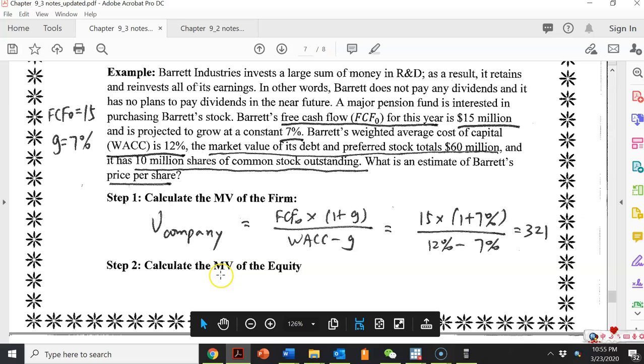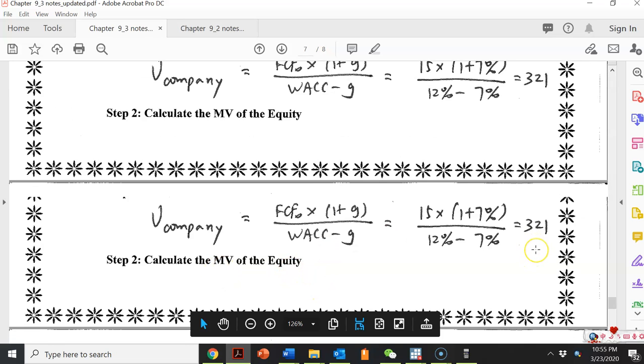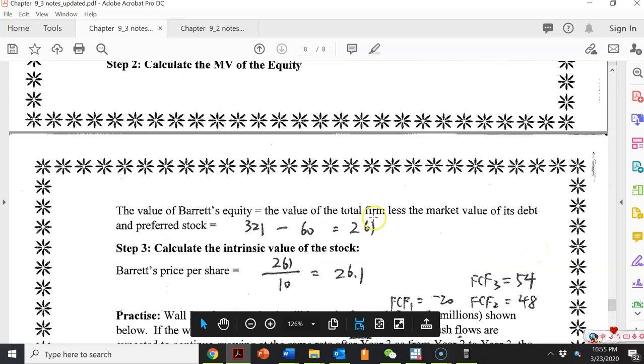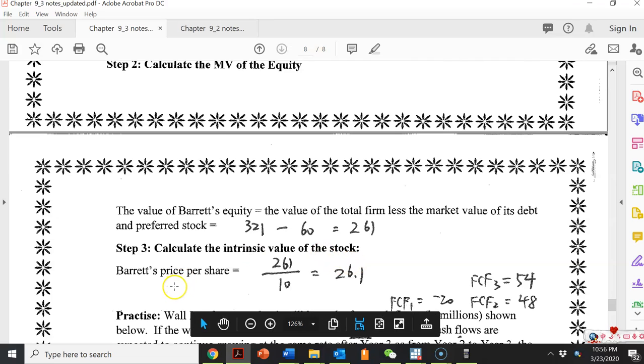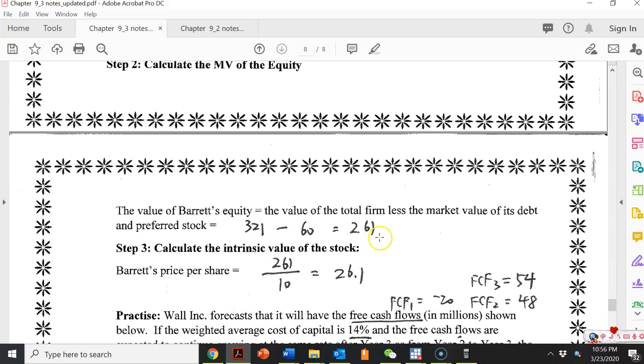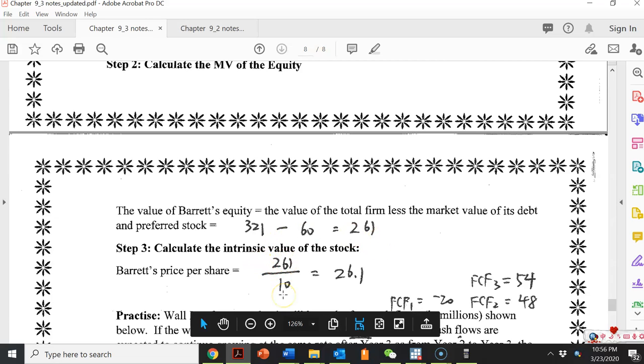Step 2, we can get the market value of equity by using the value of the total firm, 321, minus the market value of the debt and preferred stock. It's given in the question as 60. So we have 261 as value of equity. Step 3, we calculate the intrinsic value of the stock. So the stock price per share is this value of equity, 261, divided by number of shares, 10 million. So we have 26.1 as the stock price for this firm.